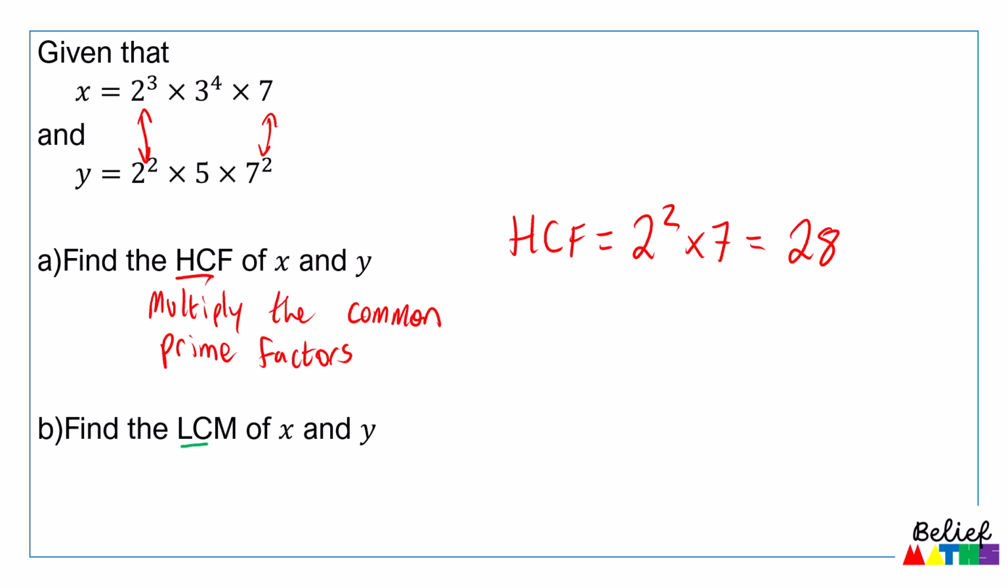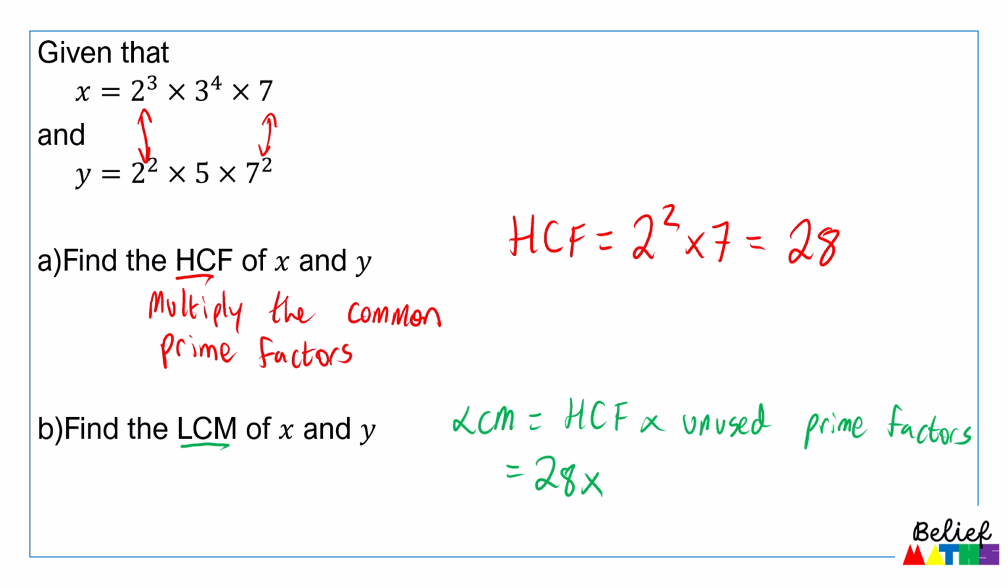For the lowest common multiple, we do it slightly different. The lowest common multiple, we do the highest common factor multiplied by the unused prime factors. So it's the ones we haven't used yet. Okay, so in this case that's going to be 28 times. Now in x there was a 2 that we didn't use because we only used 2 squared. There's 2 cubed there, so there's an extra 2. And we didn't use any of the 3, so it's 3 to the 4. But we did use the 7. In y we used the 2 squared. We didn't use the 5. And we only used one of the 7s, so there's another 7 left over.